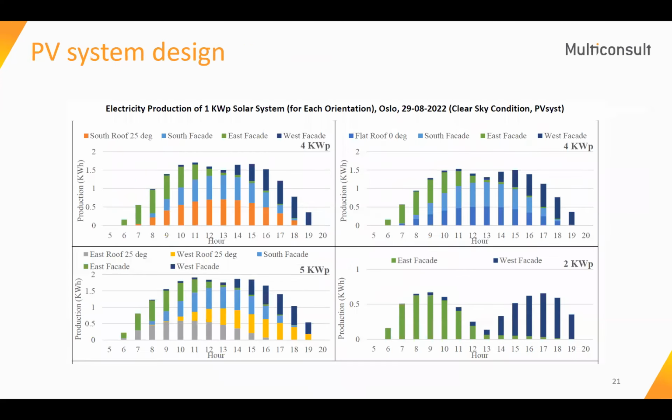And here again, this is another example of how, by mixing different orientations, for example east and west, you can have a different production profile and match it to your demand profile.